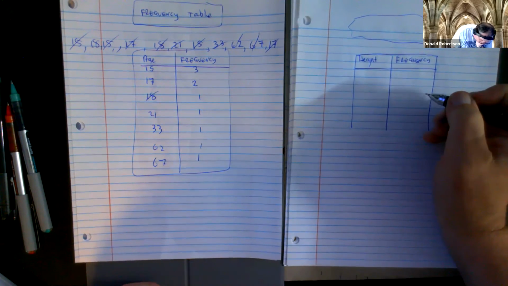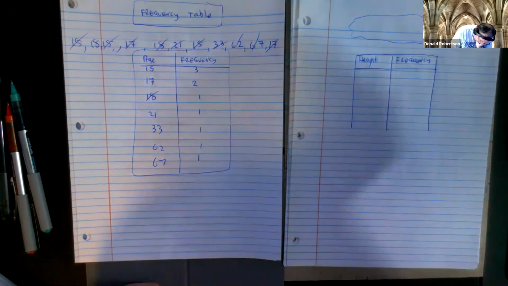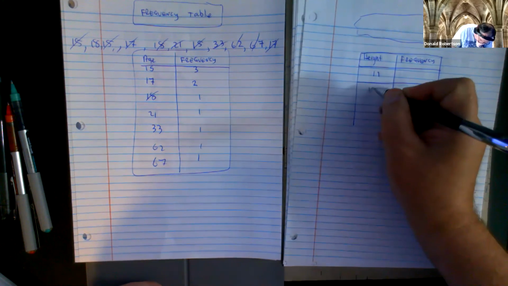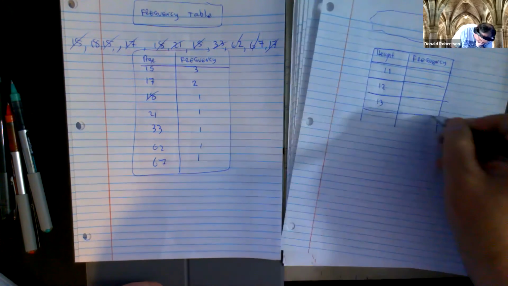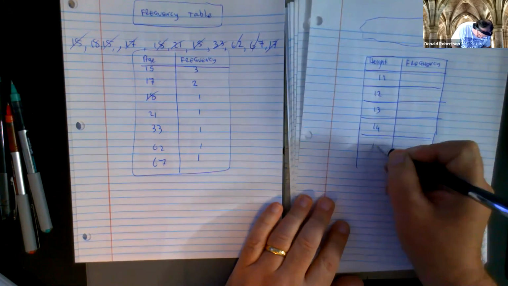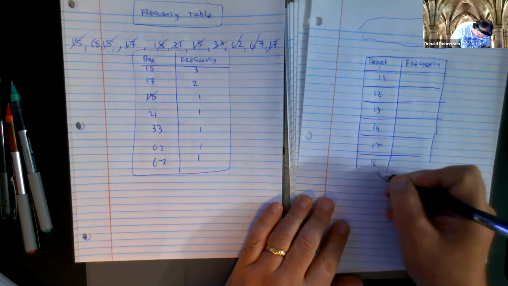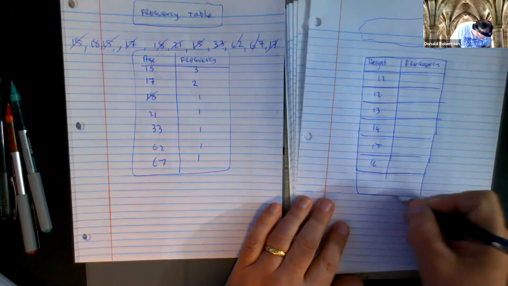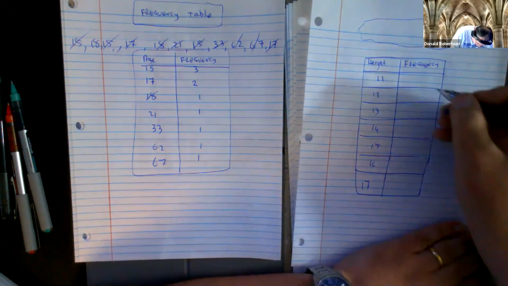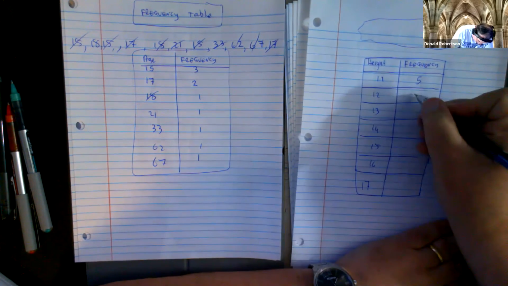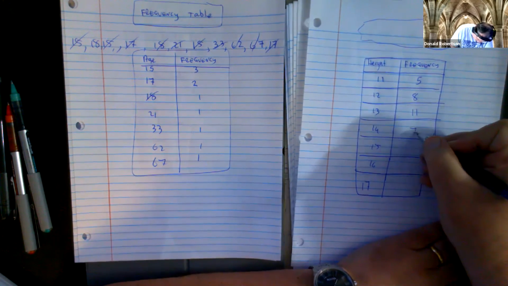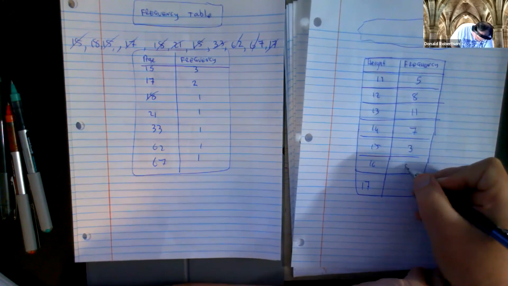I was collecting data on rabbits and I was measuring how long they are, I guess their height. And I got 11, I got 12, I got 13, I got 14. I'm going to go up to 17. And this one is going to be a little bit different, but only a little bit different from this one. So 5 of the rabbits for that one, 8 of the rabbits, 11 of the rabbits, 7, 3, 0, and 1.